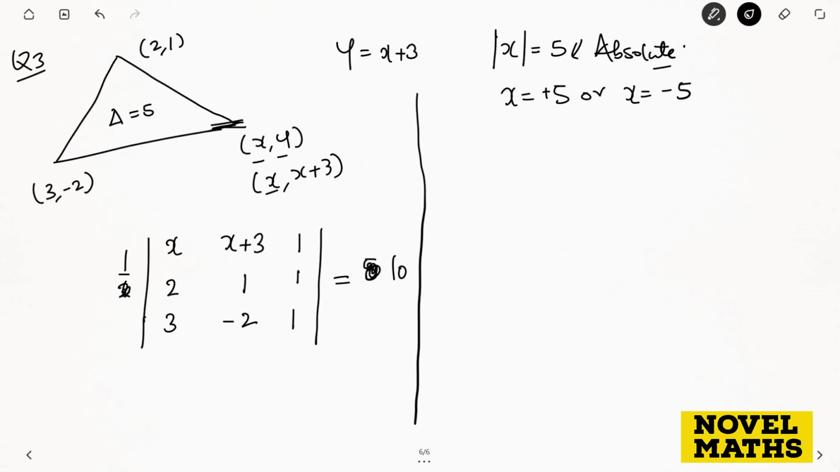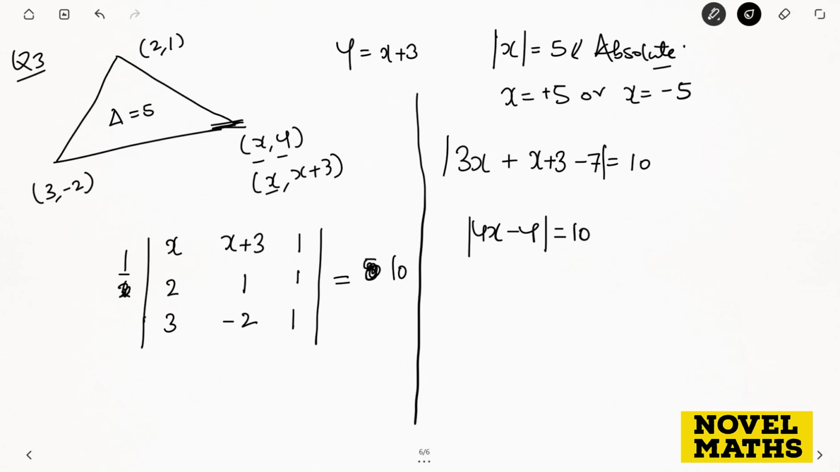X times 1 minus minus 2, so this becomes 3x, and then minus x plus 3, and 2 minus 3 is minus 1, minus minus plus. The last one is negative 4 minus 3, negative 7, equals what? Equals 10. But this is wrong. You have to put absolute value in this. So that becomes 4x minus 4, absolute value of that equals 10.